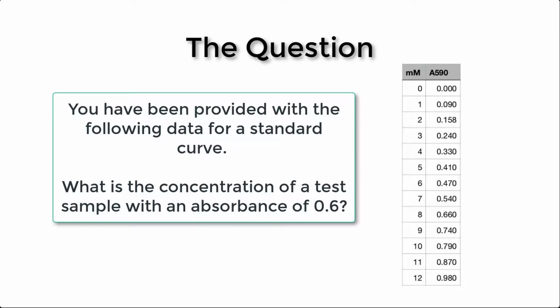So here we've been provided with a set of data. We've got the absorbance at 590 nanometers, and what we need to do is plot this data and determine the concentration of a sample with an absorbance of 0.6. So we have our graph paper, and the first thing we need to draw is the two axes.